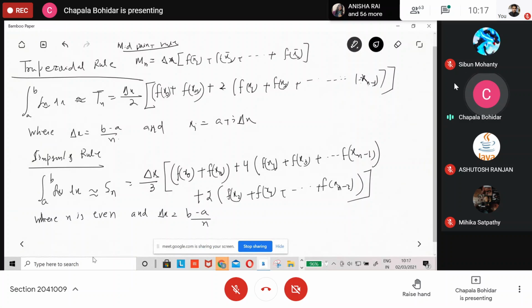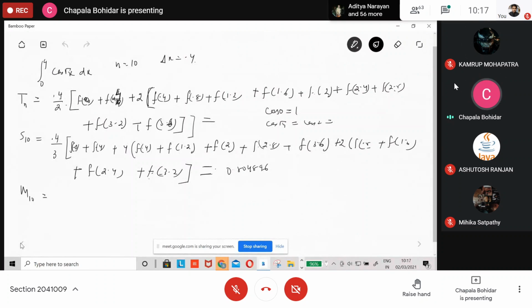So now we solve our problem. Be ready with your calculator. One problem is given as the classwork, that is question number 18. Only 18.